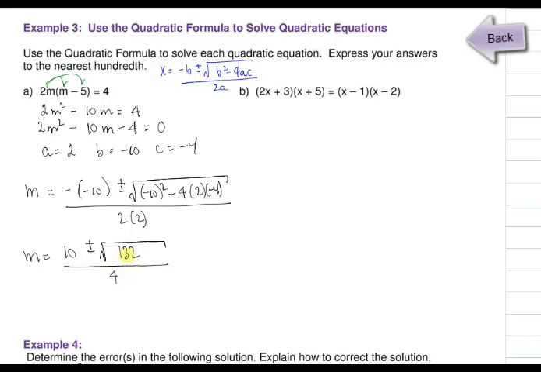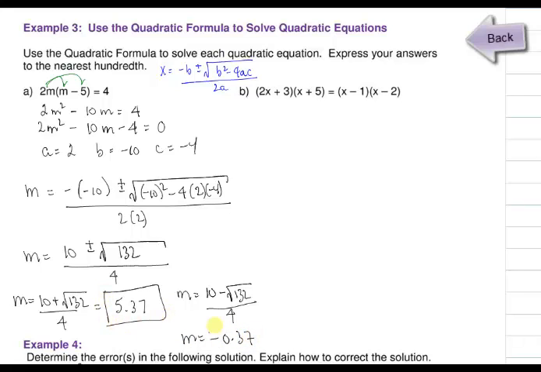Okay, so my discriminant is greater than 0. I have 2 real roots. One of them will be that m is equal to 10 plus the square root of 132 over 4. And when I work that out to the nearest hundredth, I get 5.37. And my second root is 10 minus the square root of 132 over 4. And I get that m is equal to negative 0.37. Okay, so your 2 roots to the nearest hundredth are 5.37 and negative 0.37.